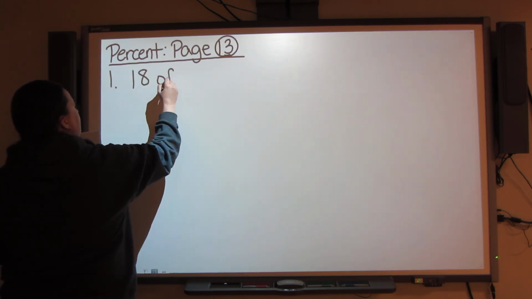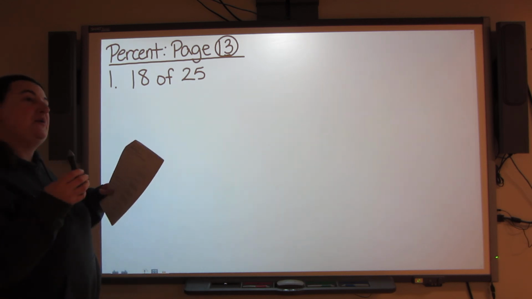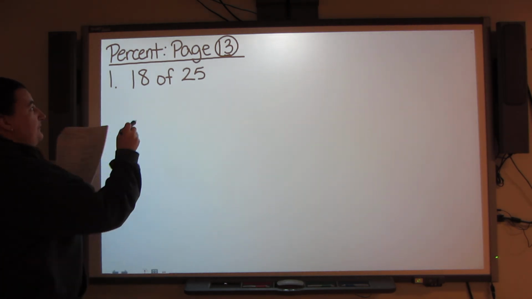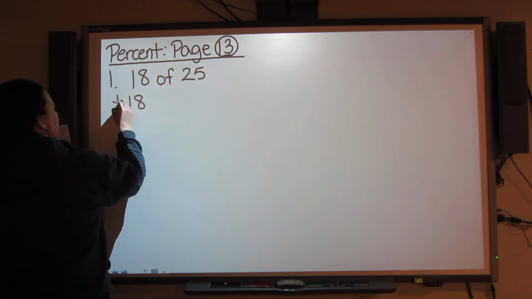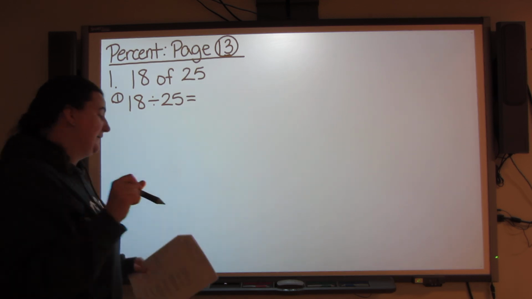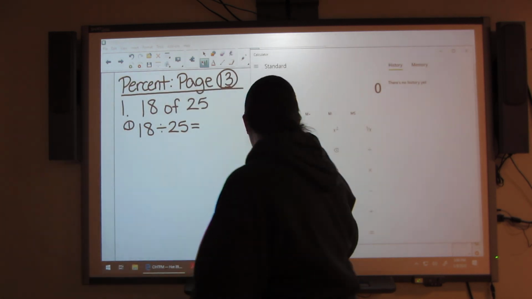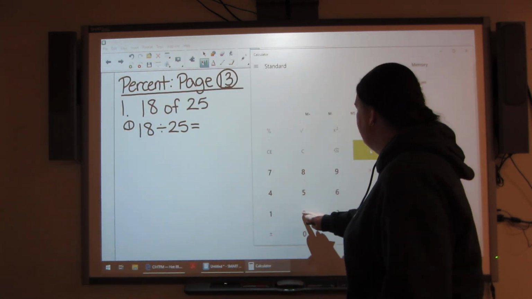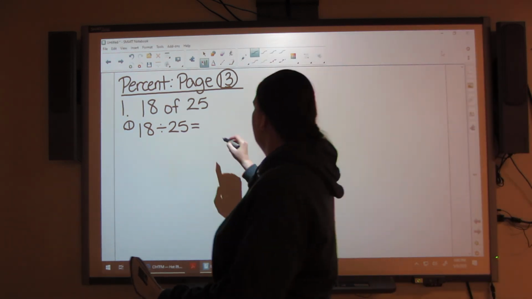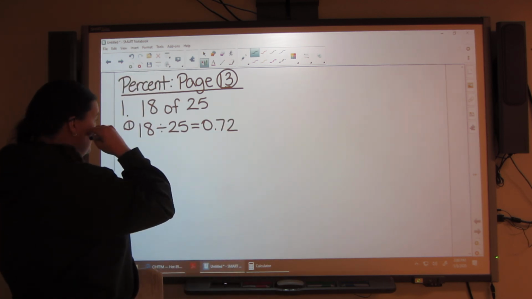Number 1, 18 of 25. So remember, to find the percent, what percentage is 18 of 25? So 18, this is step 1, divided by 25 will get you a decimal. Now remember, you can do an outside calculation or you can use your calculator. 18 divided by 25 equals 0.72, or 72 hundredths. So that's step 1.